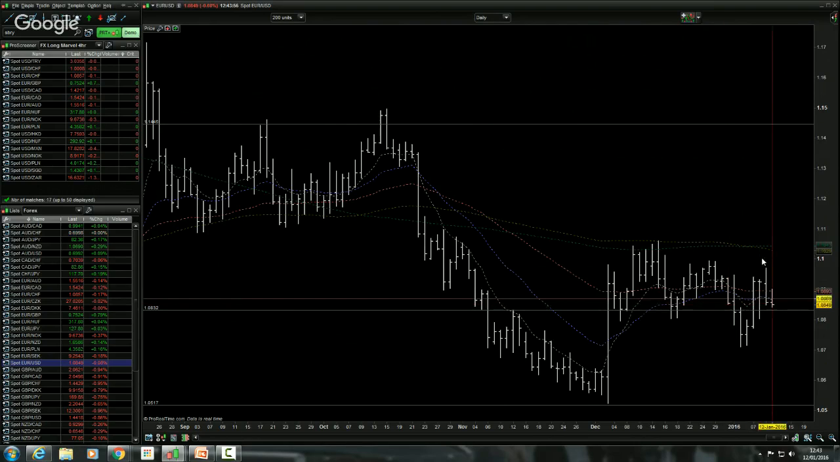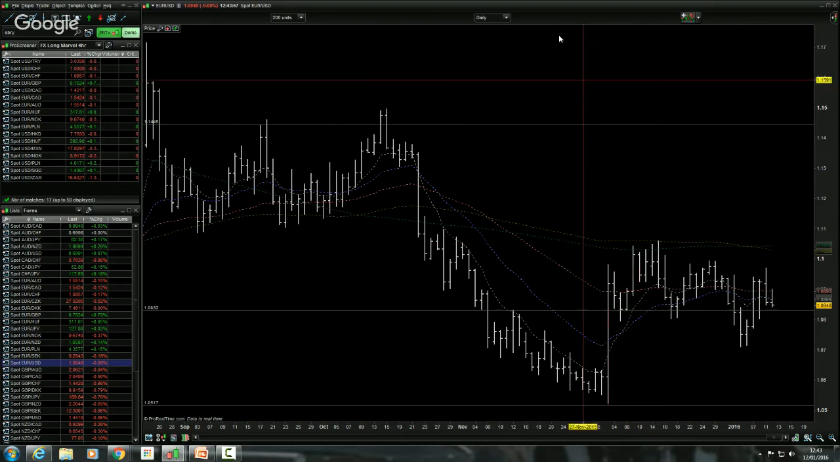But for me, it's going sideways. I haven't taken a position on the euro. There's a case for a long position. There's a case for a short position, which is why the market is really going sideways right now.